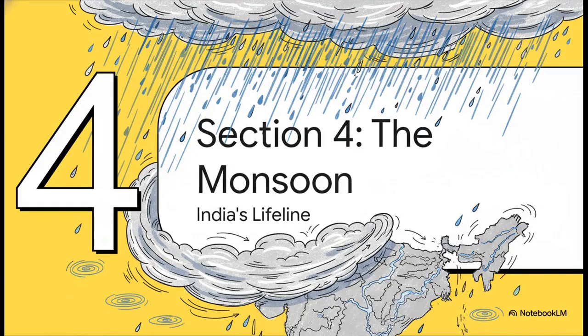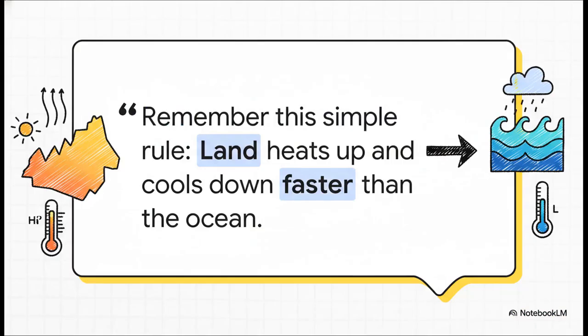Okay, moving on to the absolute heart of India's climate, the main event, the country's lifeline. We're talking about the monsoon. If you can understand this, you've pretty much cracked the code for the whole chapter. This right here, this single idea is the secret to everything. Burn this into your brain. Land heats up and cools down way, way faster than the ocean. That's it. That's the golden rule. Everything else about the monsoon follows from this one simple fact.